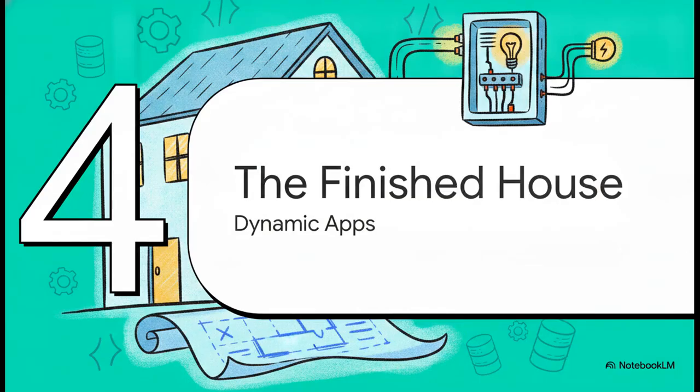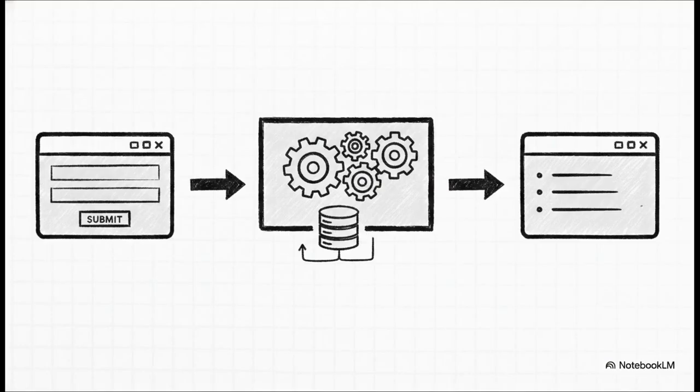All right, we've made it to section 4, the finished house. Let's look at a dynamic form example. To actually build a dynamic web app that interacts with your database, you typically need 3 main pieces to handle the journey of a single piece of user data. Think of it like a relay race.